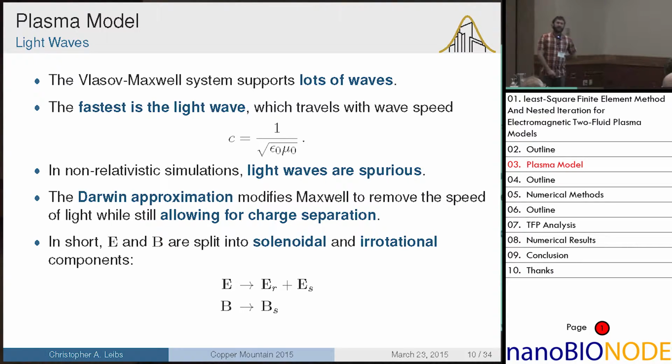There are actually a few issues with it. Those Maxwell's equations at the bottom support the speed of light, and that's bad for us when we want to be preconditioning a particle-in-cell type simulation. So we need to go to something called the Darwin approximation here. I won't go into the details, but what it lets you do is get rid of light waves, while still allowing for charge separation. The way this is normally done would be to get rid of the displacement current, which doesn't allow for charge separation. In short, all you do is take E and split it into an irrotational or curl-free component and a solenoidal or div-free component. B is naturally div-free.